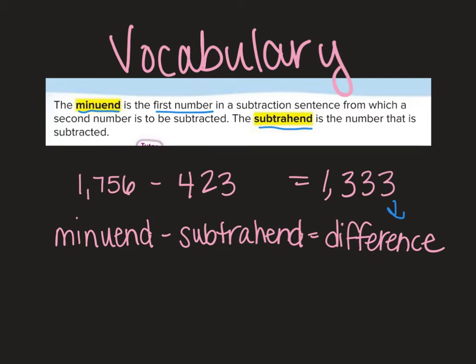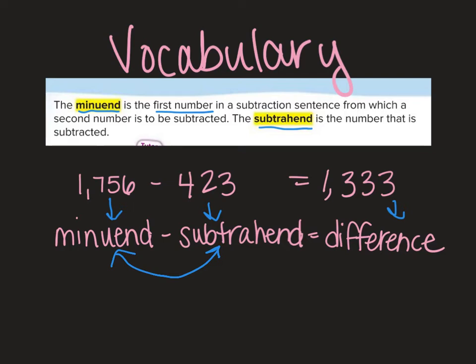So again, the first term is called a minuend. The second term is called the subtrahend, and the answer is called the difference. Now notice in an addition problem, the two terms both had the same name. They were called the addend. So they could be flip-flopped around. But in a subtraction problem, we have two different names.